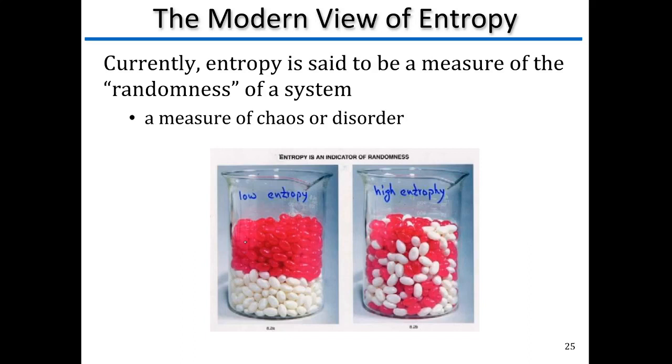So we have red jelly beans and white jelly beans inside of a beaker, and they're nicely sorted. All the red beans are on one part, all the white jelly beans on the other part. So this would be low entropy. What happens if we take something like a glass stirring rod and stir up the jelly beans? Now they're all over the place. There's no order at all, so that would represent high entropy.